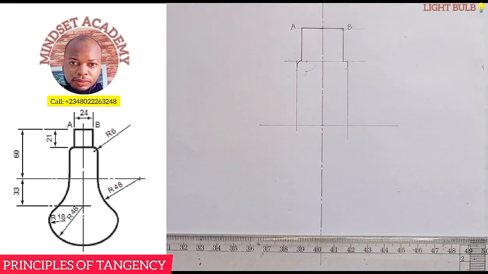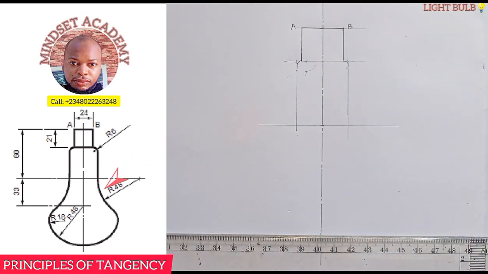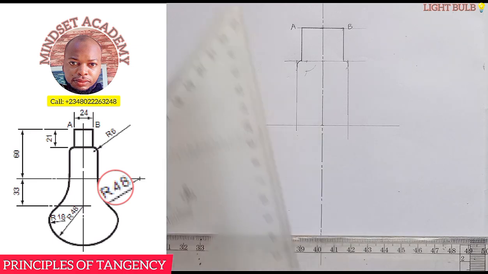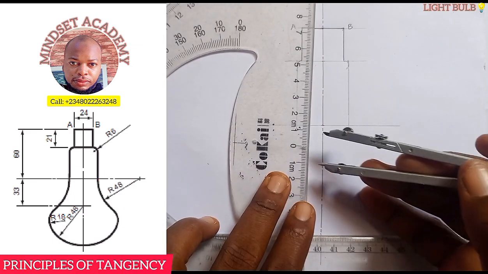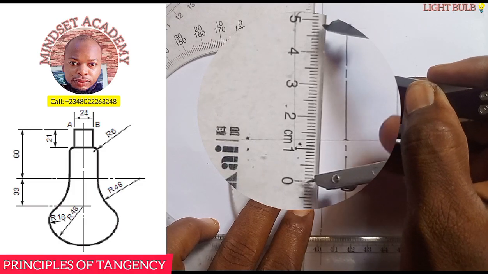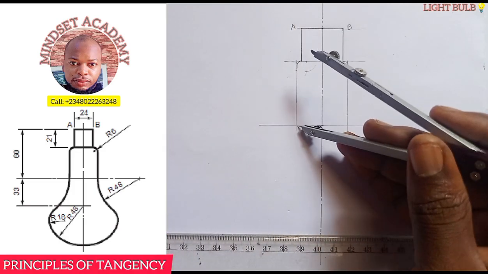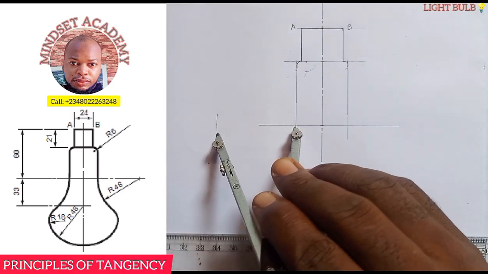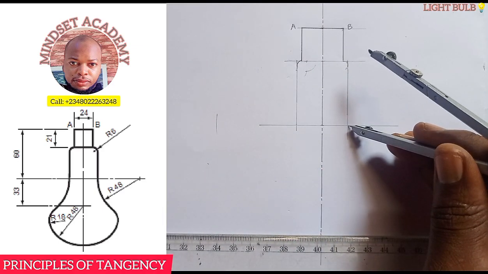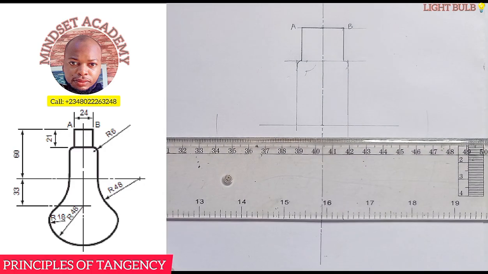Can you see that? So after you've done that, the next one is there's a curve here as you can see, and that curve is given to be radius 48. So just measure 48 on your meter rule this way, 0 to 48 here. And you place it here, you strike an arc. You place it here also, you strike another arc.